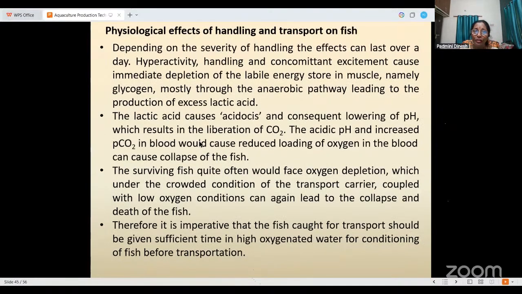So to reduce that mortality, what can be done? You can go through all these things. If you want any questions answered, you can ask me in the next class also.